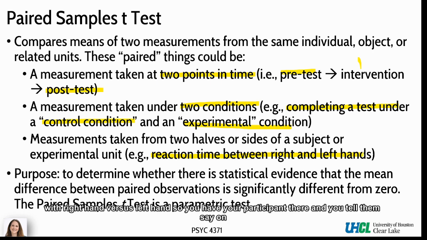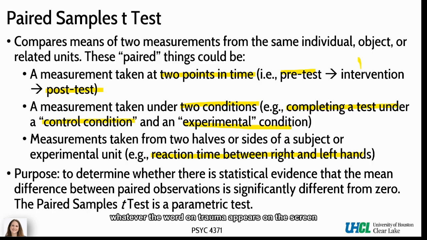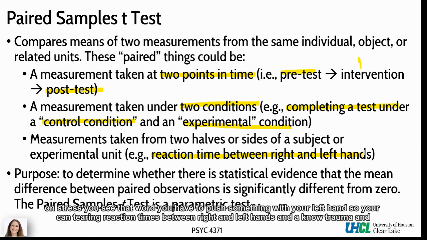So you have your participant there and you tell them, say, whenever the word trauma appears on the screen, you have a list of words, right? And whenever trauma happens, you're supposed to push a button with your right hand, and whenever you see a word like stress, you have to push something with your left hand. So you're comparing reaction times between right and left hands.